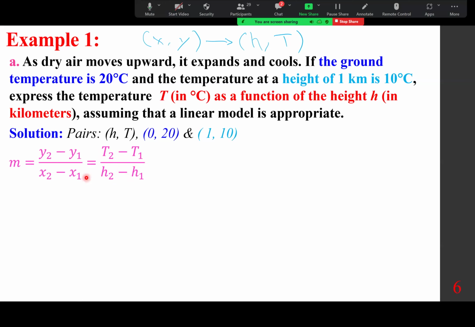Again, I want you to see what we are familiar with and what we are going to need for this specific question. So 10 minus 20 over 1 minus 0, and that gives us negative 10 in the numerator, a positive 1 in the denominator, negative 10. Units of the numerator, change in temperature in degrees Celsius, over units of the denominator, change in the height in kilometers. So as far as the units are concerned, whatever units here over whatever units here. So it's very easy to figure it out.